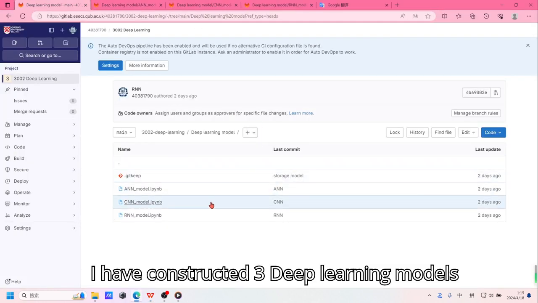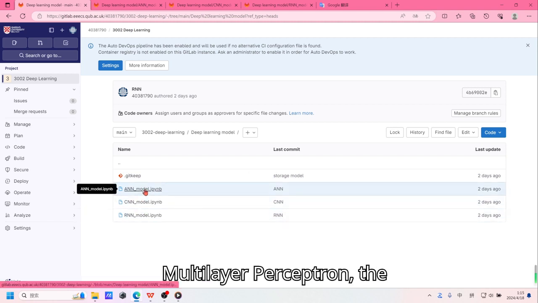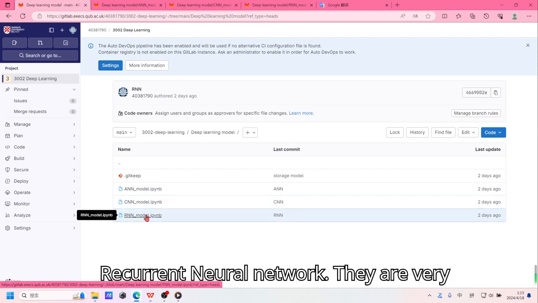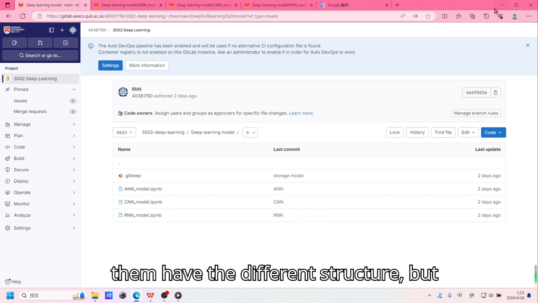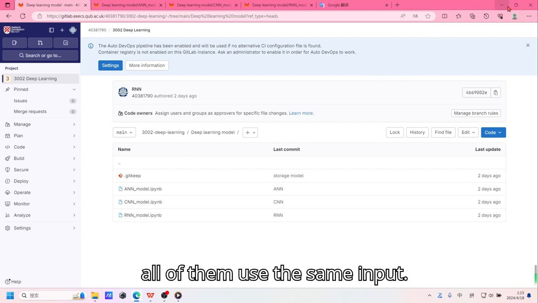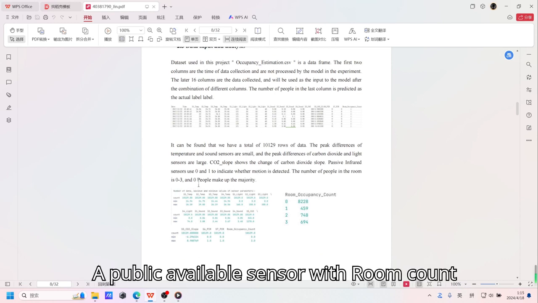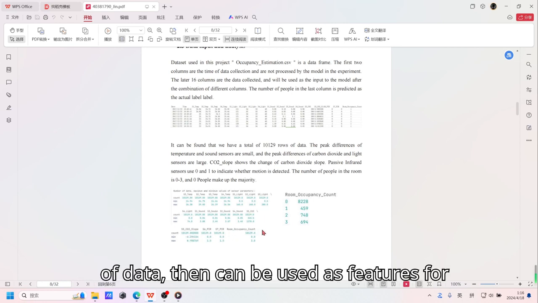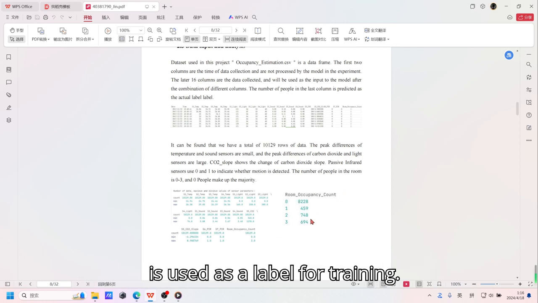I have constructed three deep learning models here. The three models are the multi-layer perceptron, the convolutional neural network, and the recurrent neural network. They are very common in deep learning. All three of them have different structures, but all of them use the same input: a publicly available sensor dataset with room count. The dataset has a total of 16 columns of data that can be used as features for the input, and the final number of people in the room is used as the label for training.